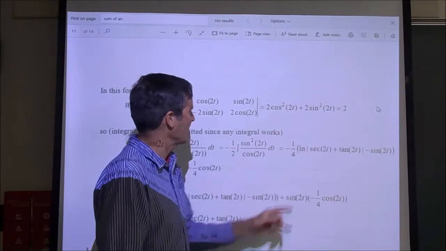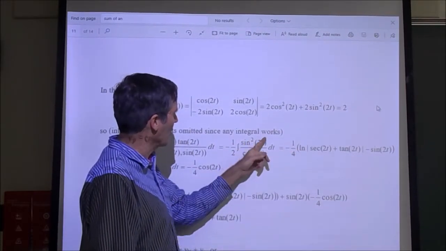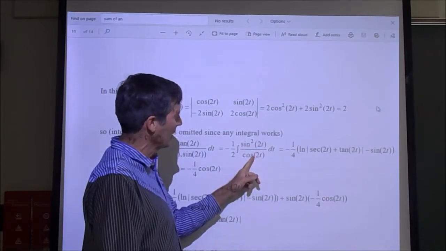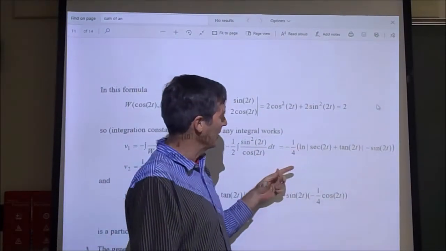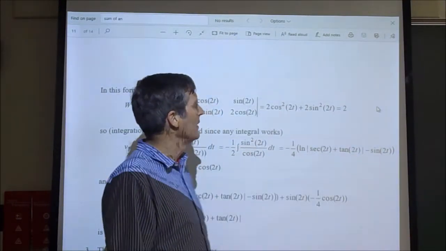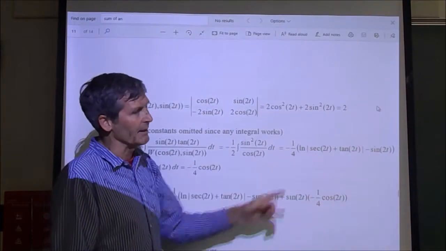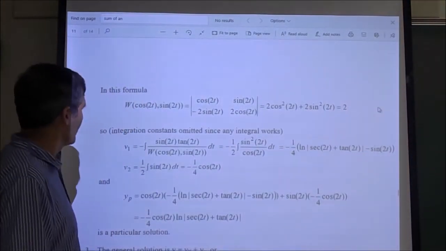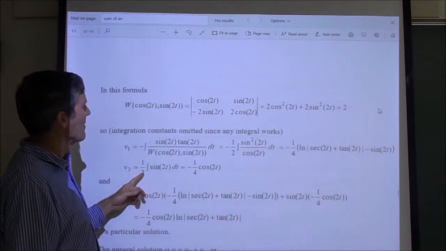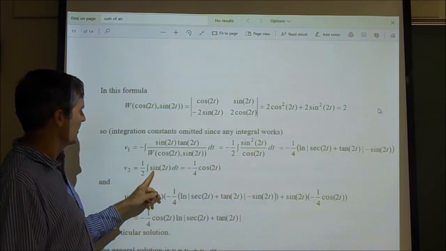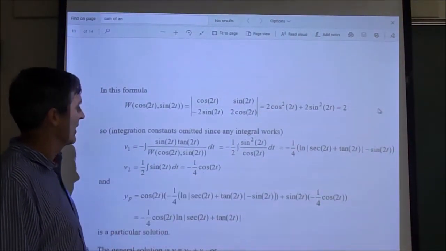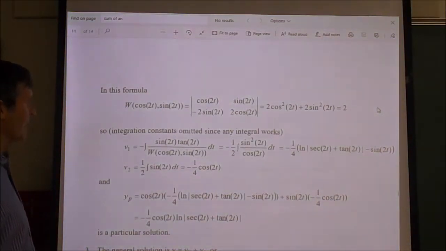And then minus cosine squared over cosine gives you the integral of minus cosine, which comes out to be minus sine. So there's the tricky integration that goes on, and you get v1 as that. v2 is a little easier. v2 came out to be the integral of sine 2t, which is just times a half, which is minus a fourth cosine 2t. All right, now we've got it.